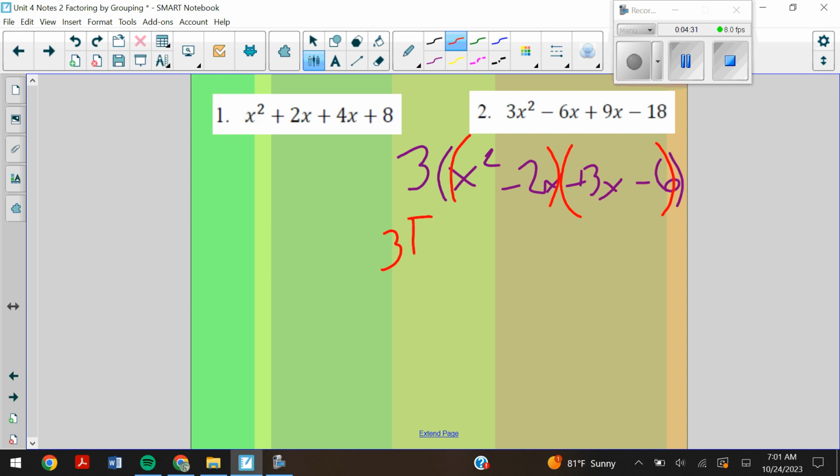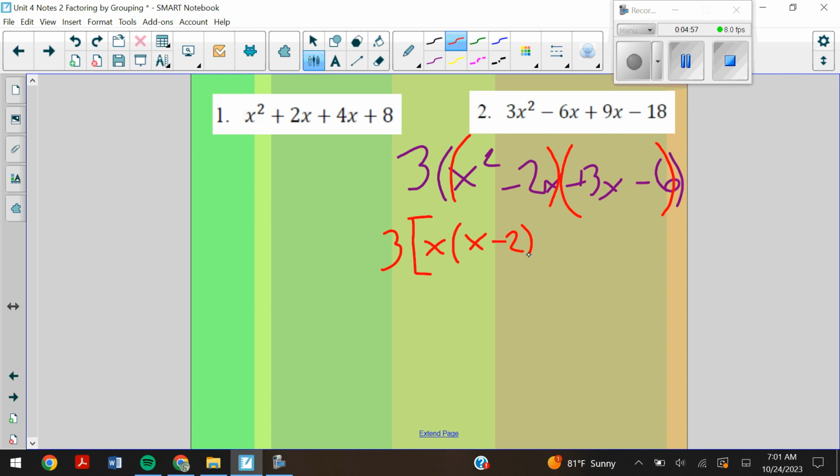Now I'm going to switch to using a brace, just to denote that everything inside the braces goes together. So for x squared minus 2x, I'm looking for my GCF there, and that is going to give me x. And when I factor out an x from both of those, it's x minus 2. Now I look at my second set of parentheses, and I have 3x minus 6.